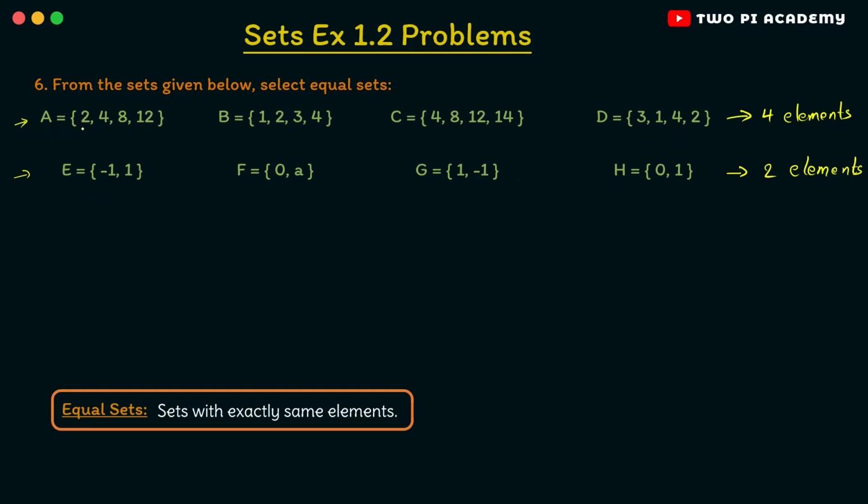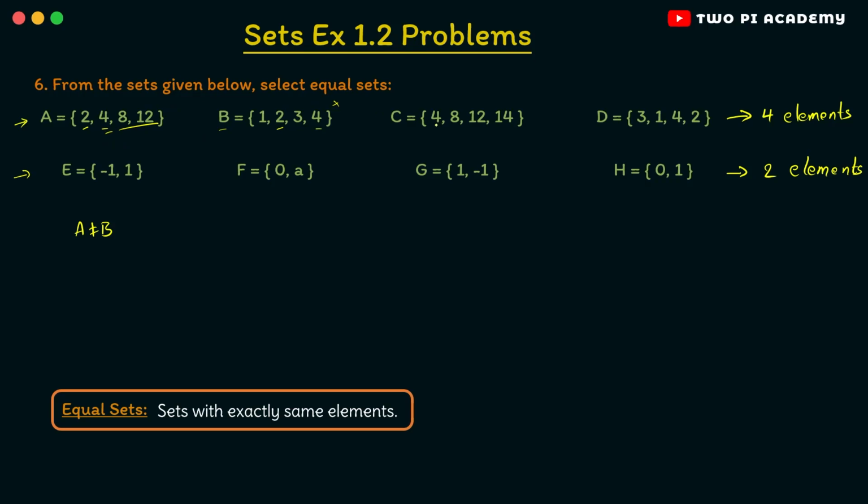So first, set A has the elements 2, 4, 8 and 12. We will compare that with set B. Set A has 2 and set B also has that, and 4 is also in both of the sets, but 8 and 12 are not in set B. So they are not equal. In fact, you can write down here A is not equal to B. They are unequal sets. And then we will compare A and C.